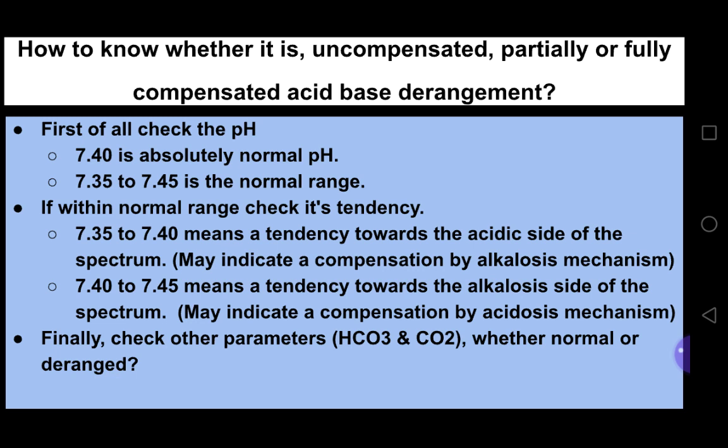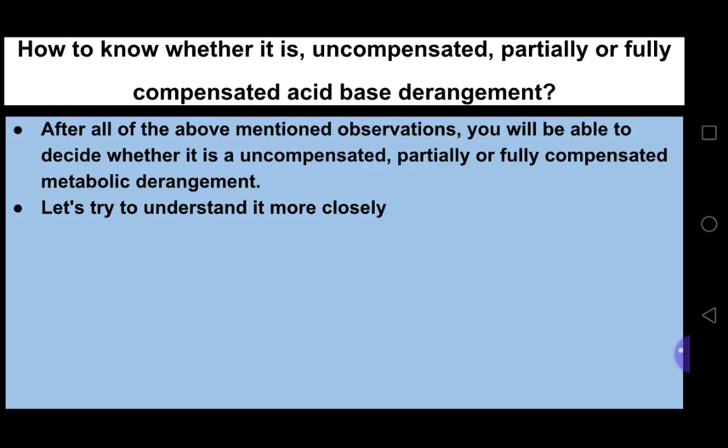Finally, if pH is within normal range, we have to check other parameters of acid-base balance, which include bicarbonate and carbon dioxide, and decide whether these are normal or deranged. After all of the above mentioned observations, you will be able to decide whether it is an uncompensated, partially compensated or fully compensated metabolic derangement. Now let's try to understand it more closely.